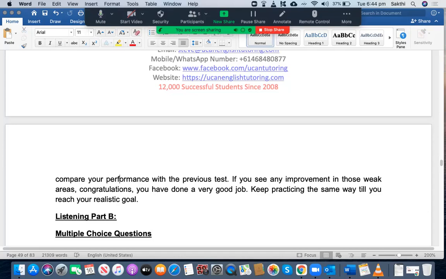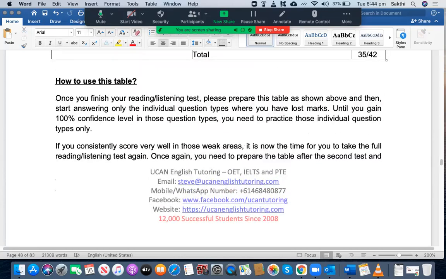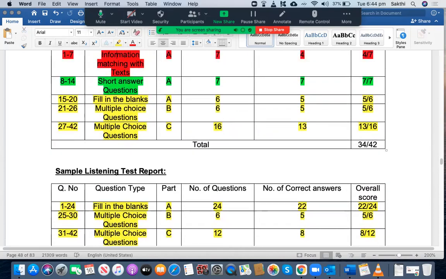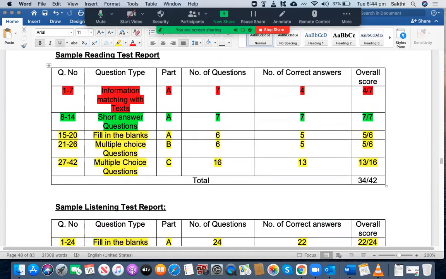For example, once I finish the first reading test, I have got only 4 correct answers in information matching with the text. But when I go to the next reading test, I was able to get maybe 5 out of 7, which is good. I'm very happy for you because you are on the positive side. You have been improving from say 4 to 5, which is really good. You should appreciate yourself. Don't say that you have got only 5 correct answers. It is still on the improvement side. It's still on the positive side. Do you guys understand what I mean?